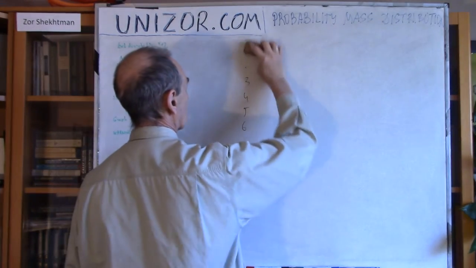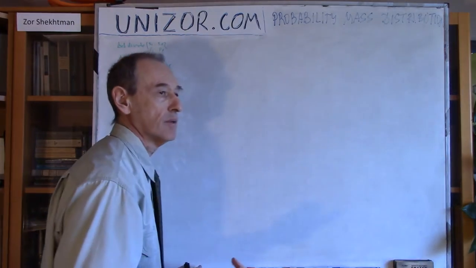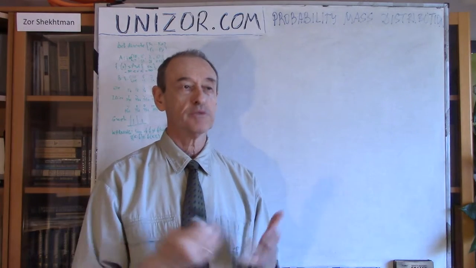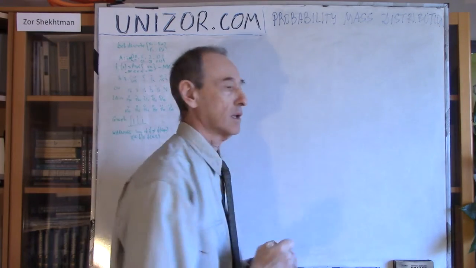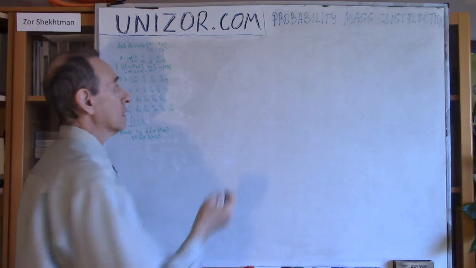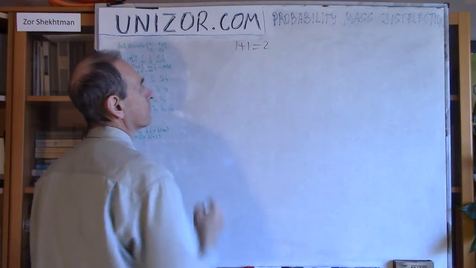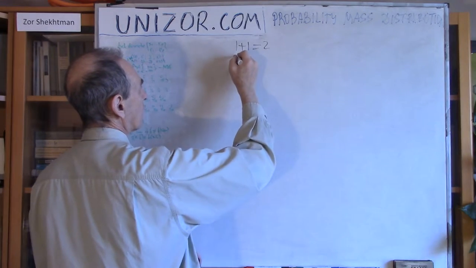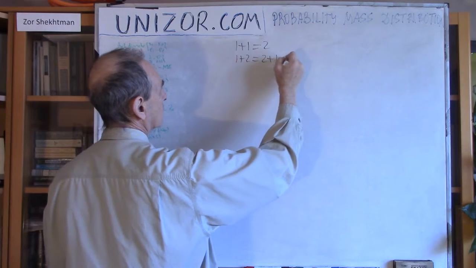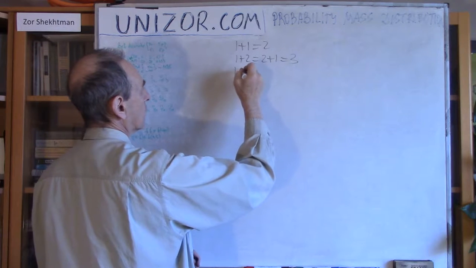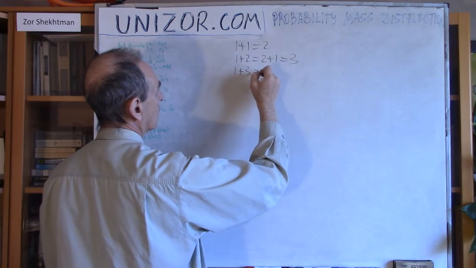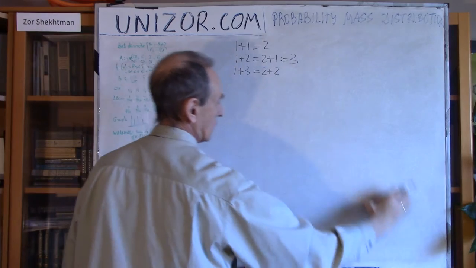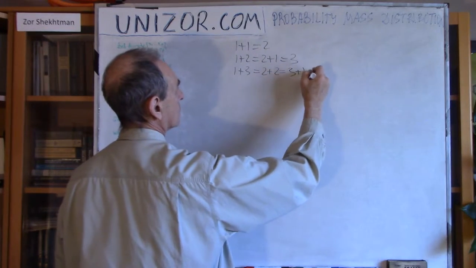What if you have two dice and your random variable is the sum of these two dice? Now, what values can this sum take? Well, the smallest value is if you have two ones, right? So 1 plus 1, which is 2. And the biggest value is 6 plus 6, which is 12. Now, in between, you can have 1 plus 2, or 2 plus 1, which is 3. You can have 1 plus 3, or 2 plus 2, or 3 plus 1, which is 4.